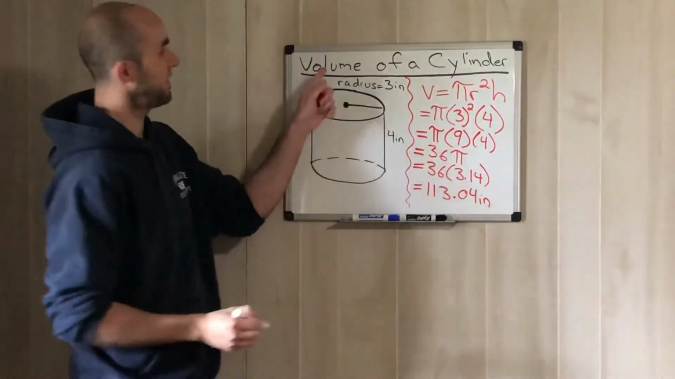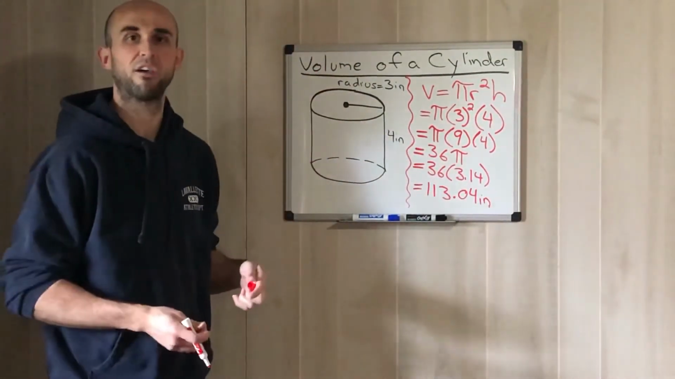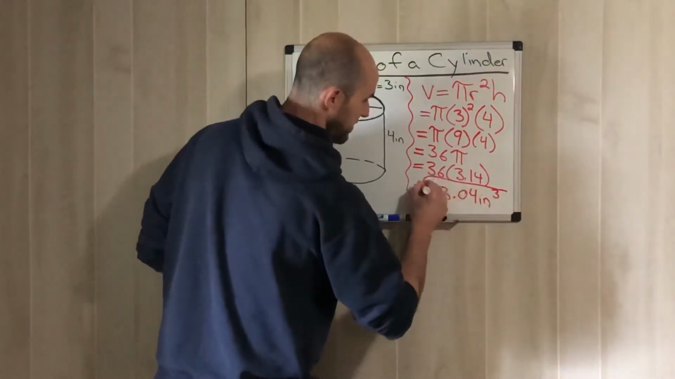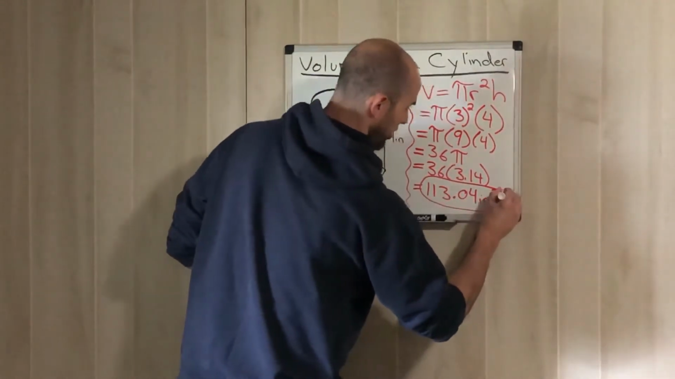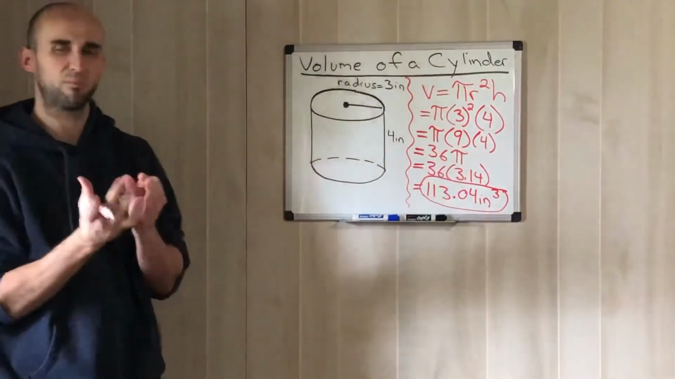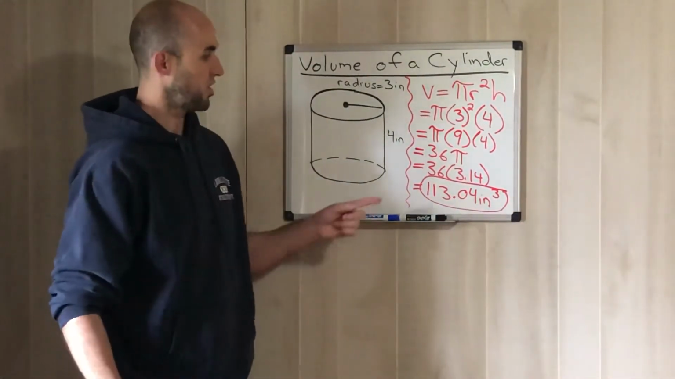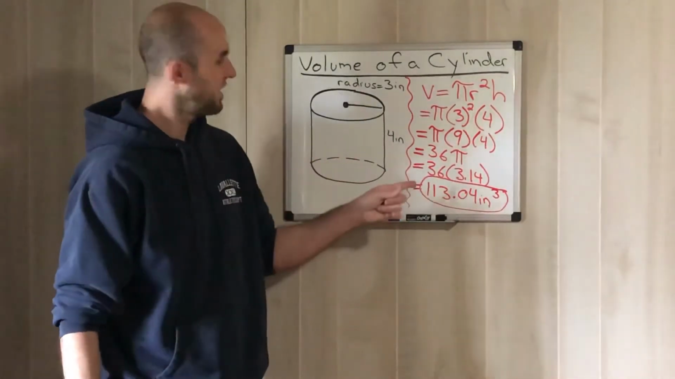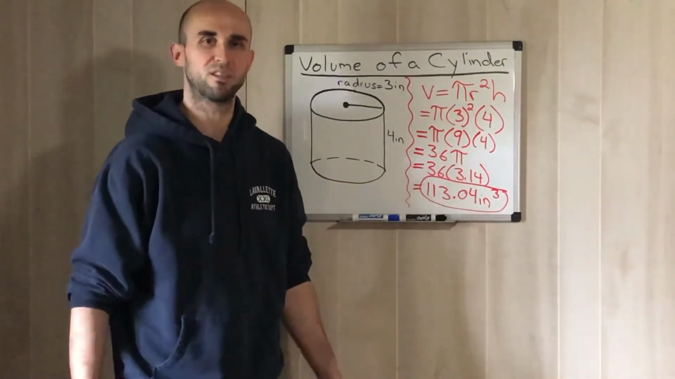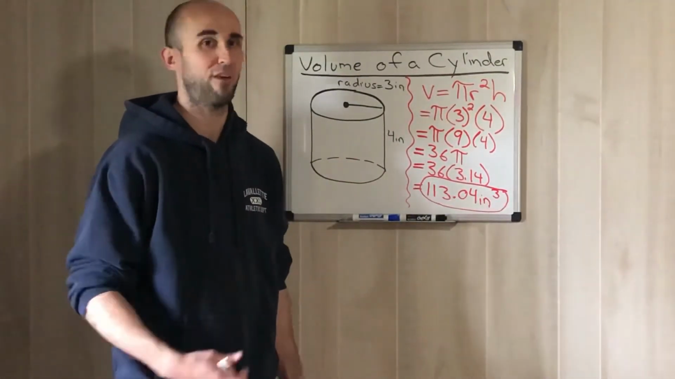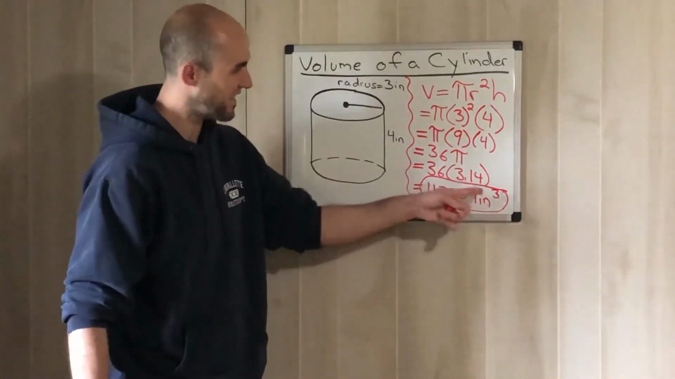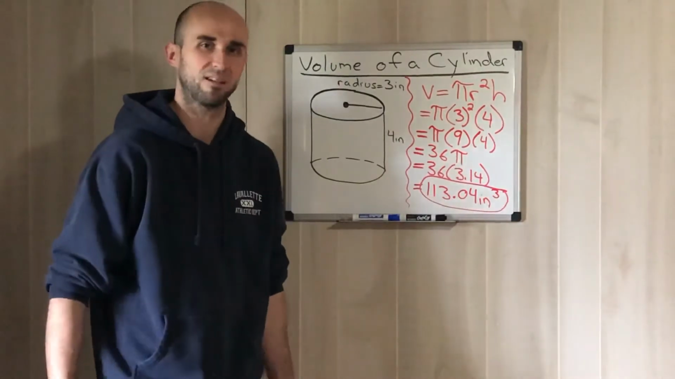And now since we're dealing with volume, whenever you're dealing with volume, it's always cubed. Always cubed. Which just means, again, you're dealing with 3 dimensions. It's the space that's inside. So whenever we're talking about volume of a cylinder, this cylinder can hold 113.04 inches cubed of anything inside. Again, volume is always what's inside. In this case, that's how much space would go inside of that cylinder.